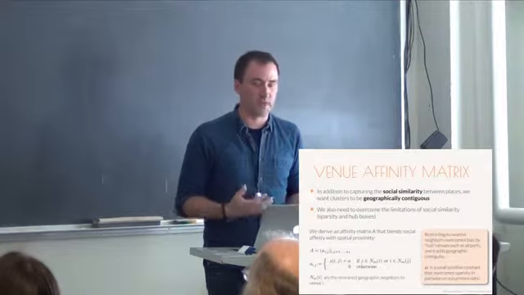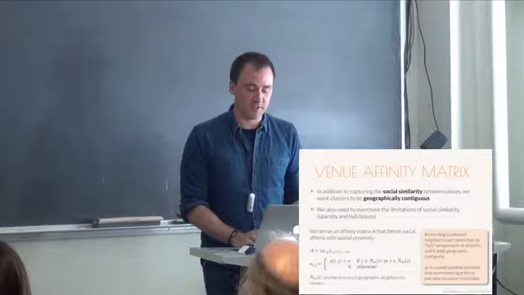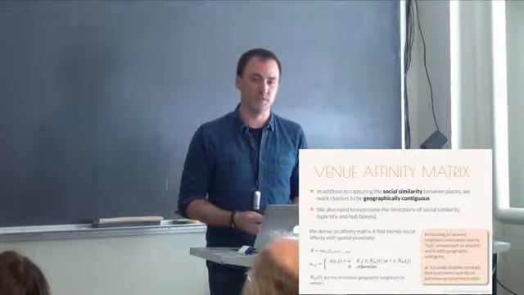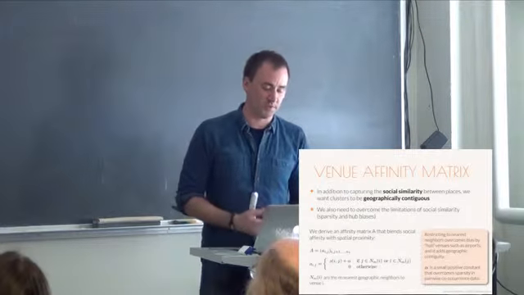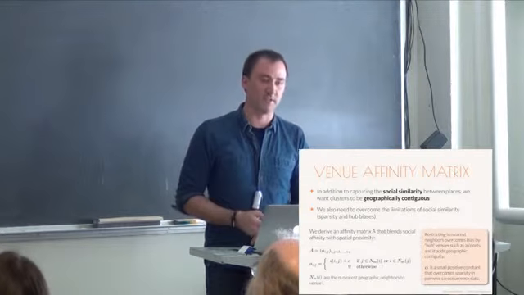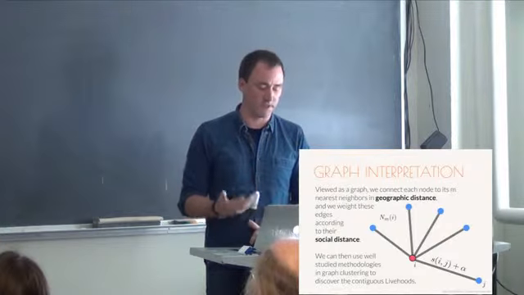In order to ensure that the clusters that we find are spatially contiguous, what we need to do is blend this notion of social similarity with one of spatial proximity. And so the approach we take is to restrict the computed social similarity measure to the m nearest by geographic distance venues for some value of m.